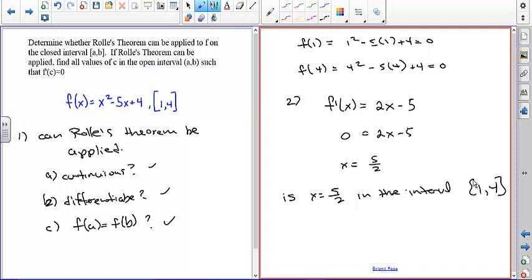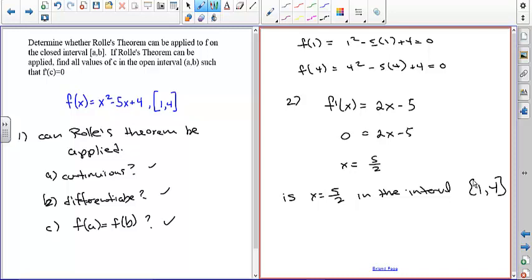And Callie, is 5/2 in the interval? Meaning, is it between? Yeah, so it's halfway. It's actually halfway between 1 and 4. And that doesn't always happen, but in this case it does.